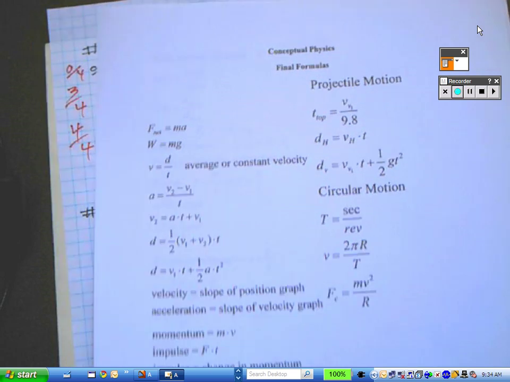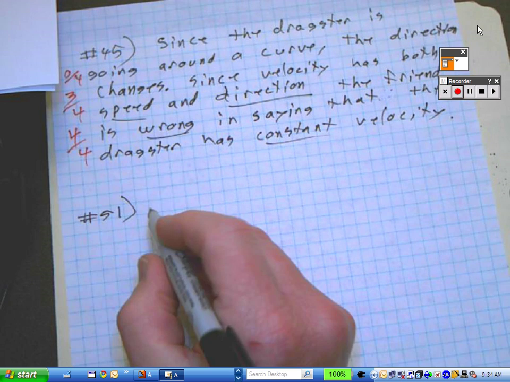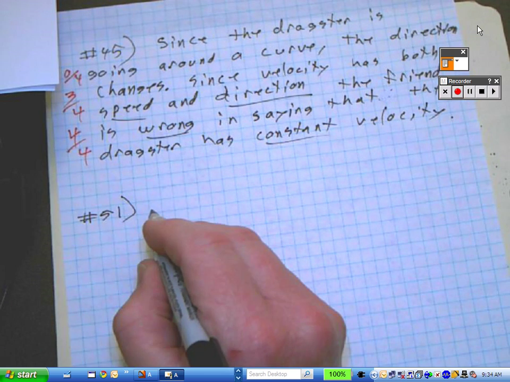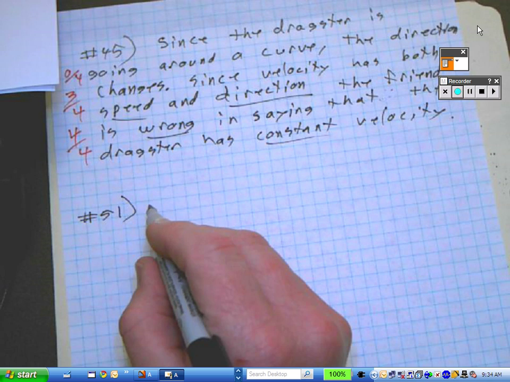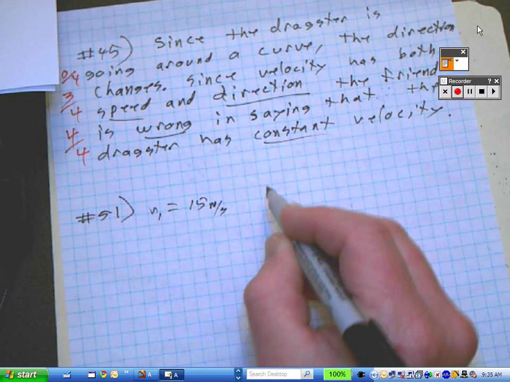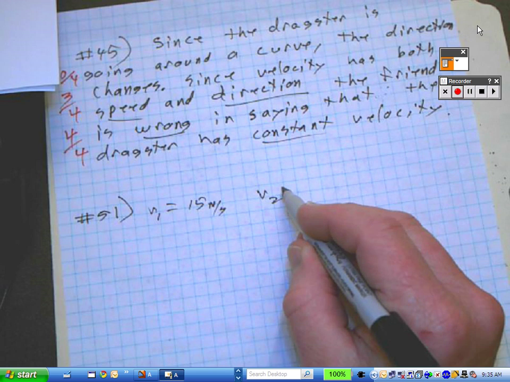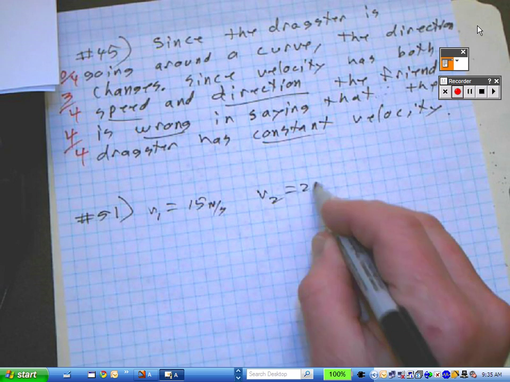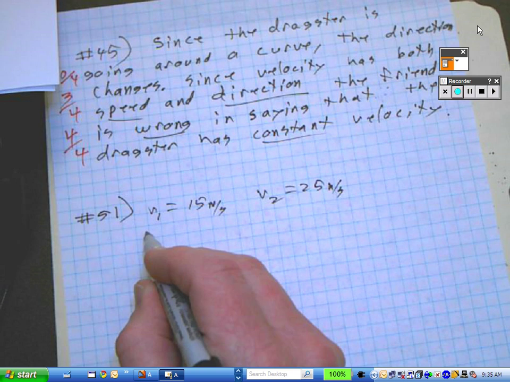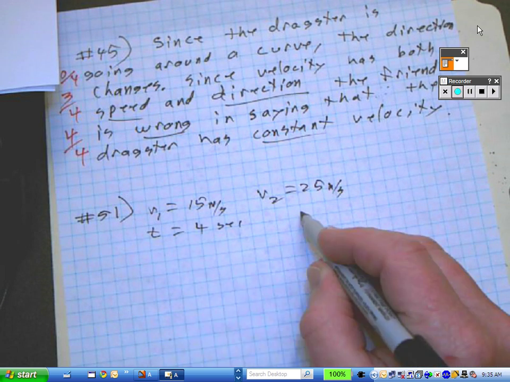So what I would do from my formula sheet, and this is what I advise of you, is to write down the formula. So when you look at this, you could say, all right, I'm going to show my work, and you will not get credit if you don't show your work. I will show my work by saying the beginning velocity, v1, was 15 meters per second. And then I would write the ending velocity, v2, is 25 meters per second. I would also write that the time interval was 4 seconds and that the acceleration is the unknown.